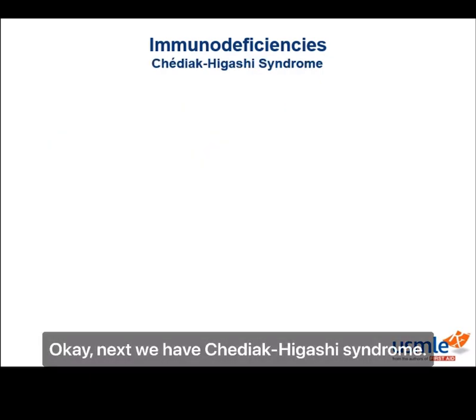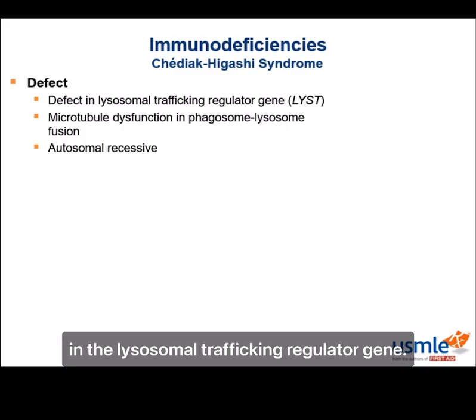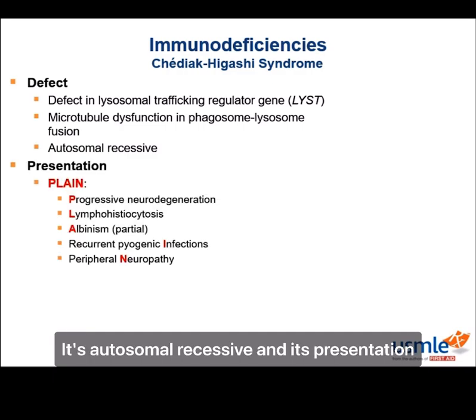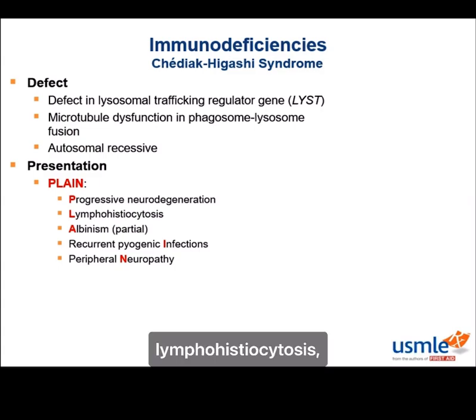Okay, next we have Chediak-Higashi syndrome. This one is pretty unique because it's a defect in the lysosomal trafficking regulator gene, and it has to do with microtubular dysfunction when phagosomes and lysosomes fuse. It's autosomal recessive, and its presentation can be abbreviated with the mnemonic PLANE, which stands for progressive neurodegeneration, lymphohistiocytosis, albinism, recurrent pyogenic infections, and peripheral neuropathy.